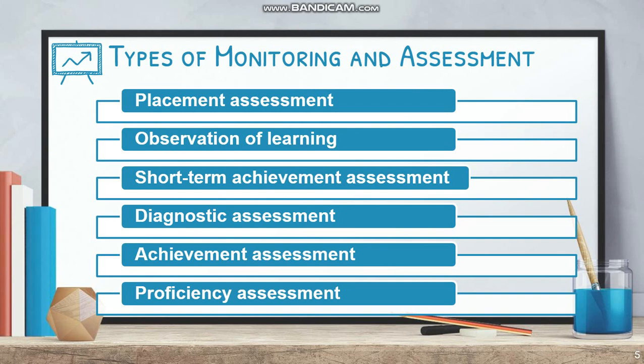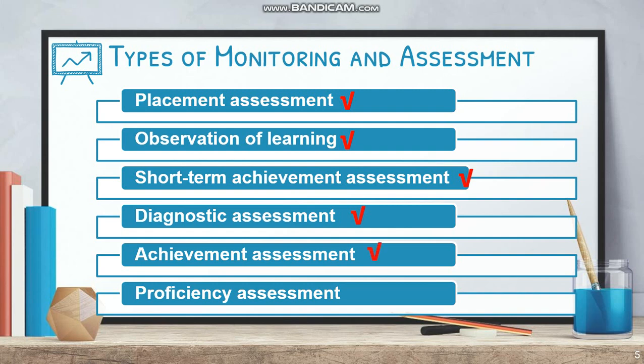Our main discussion today. The first one is placement assessment. Placement assessment is when the learners are assessed at the beginning of a course to see what level of the course they should be in. The second is observation of learning. It's carefully monitored to see if each particular activity is likely to achieve its learning goals. The next is short-term assessment. It can occur on a daily or weekly basis. The next is diagnostic assessment. It tries to diagnose or locate areas of need.